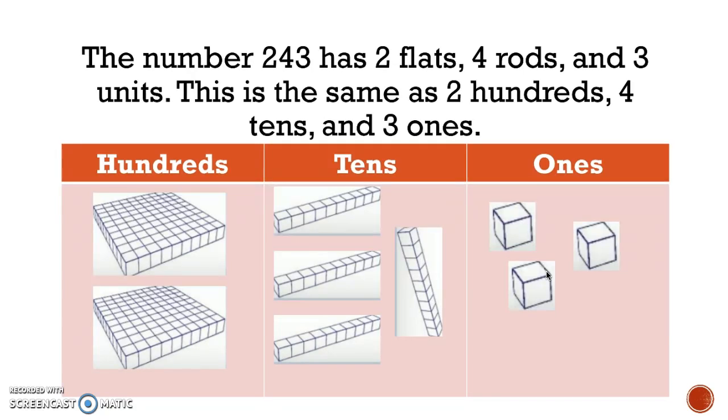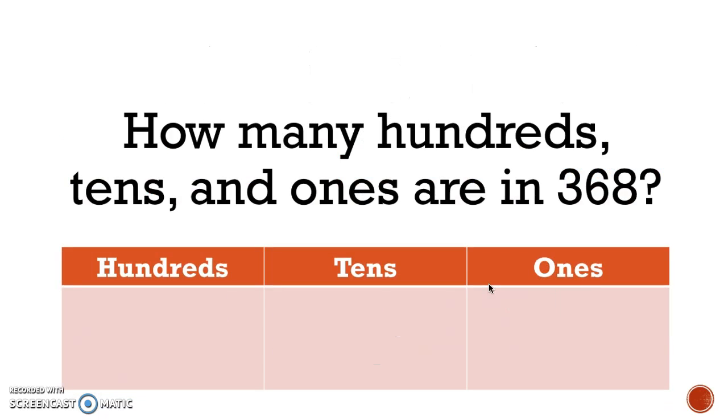The number 243 has 2 flats, 4 rods, and 3 units. This is the same as 2 hundreds, 4 tens, and 3 ones, and that makes up 243. How many hundreds, tens, and ones are in 368?